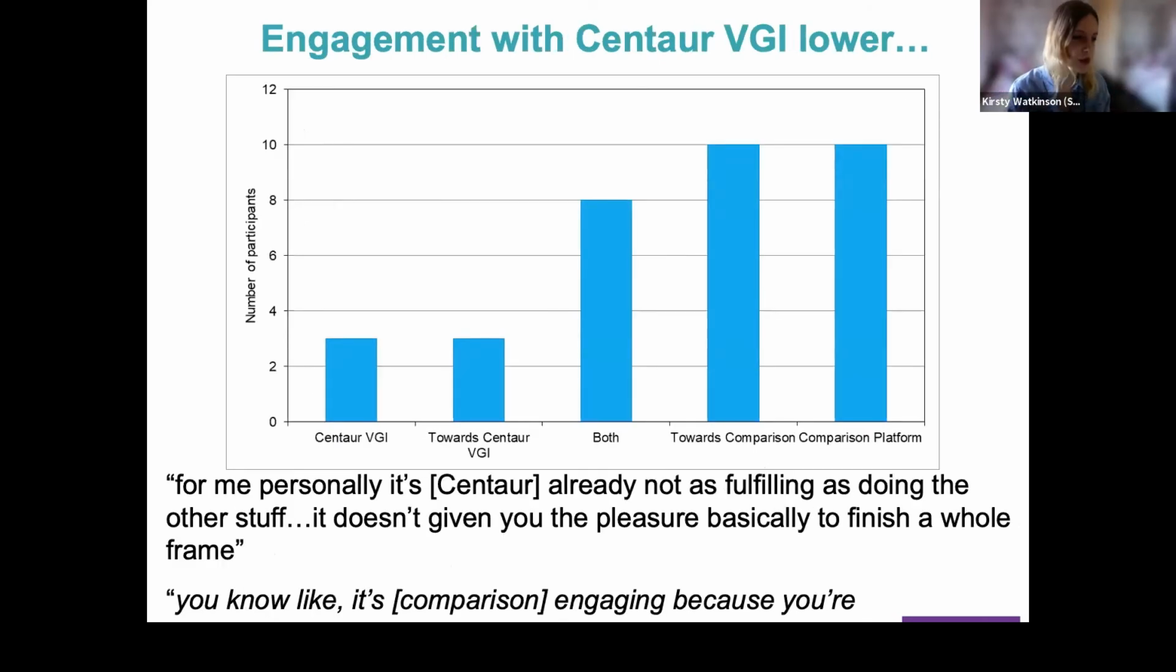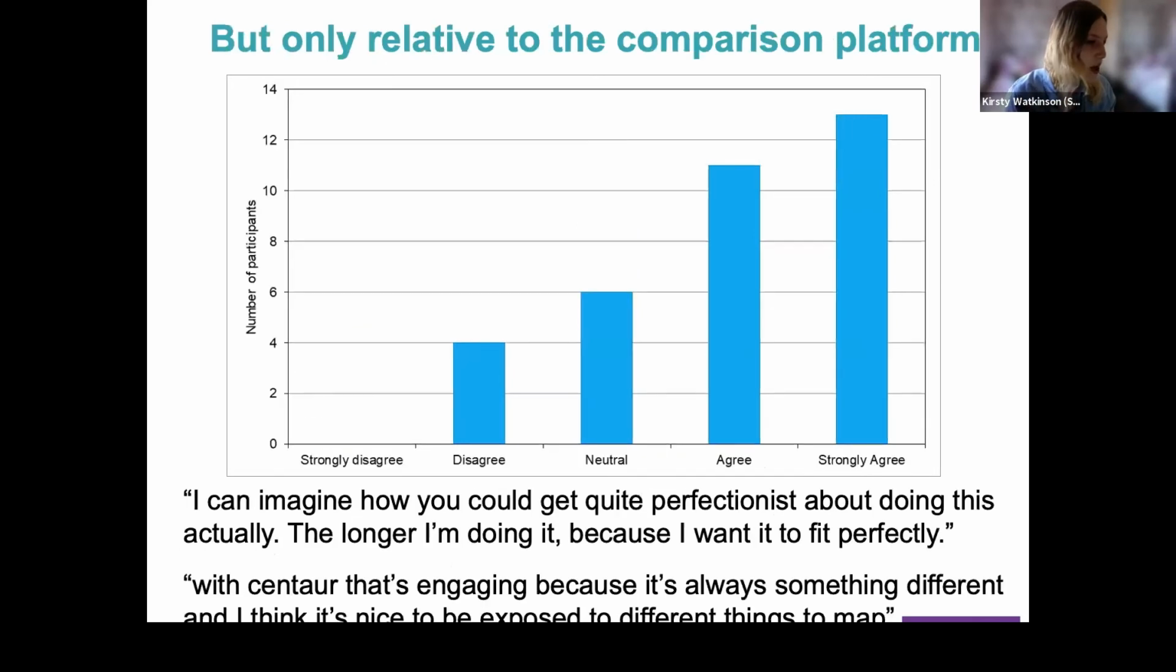Although they felt more productive, they often found it a bit more repetitive than the comparison, and said that giving the task of finding the feature over to the machine kind of took away feelings of discovery. And although it was less engaging for them, that was only relative to the comparison. They still found Centaur to be engaging, which emphasizes the need for us to consider the engagement and improve that.